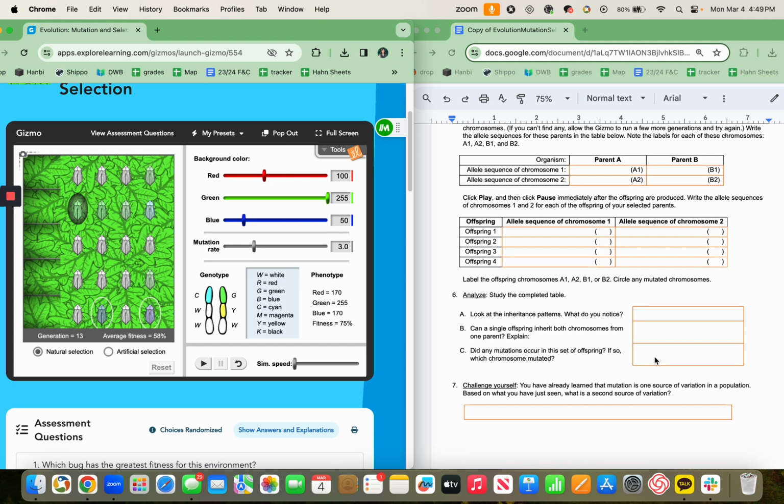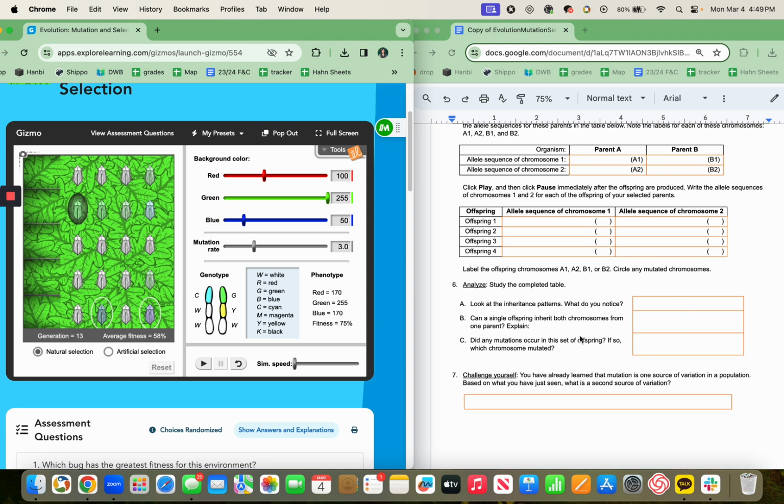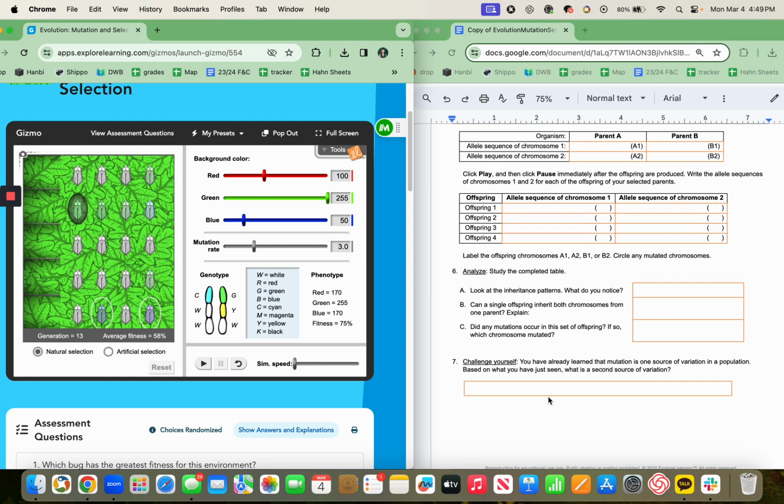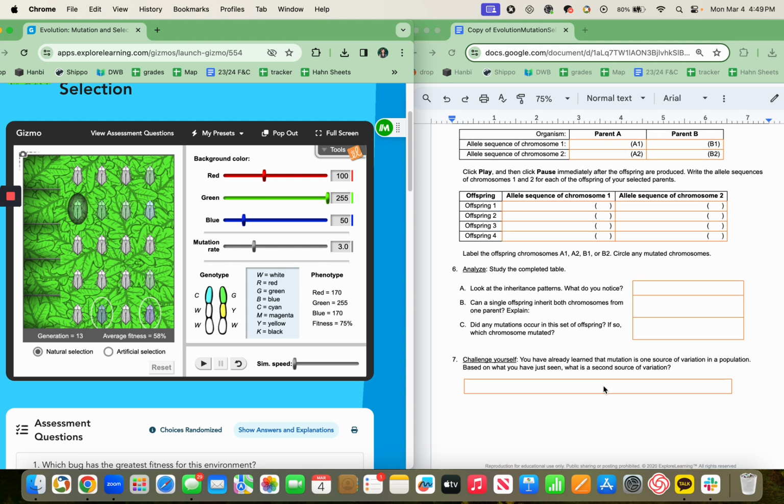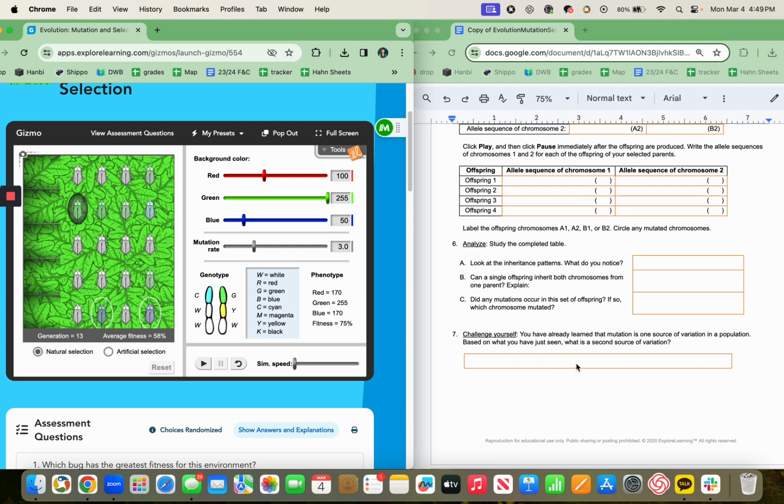And then answer the question, what you notice. And for number seven, you're going to think about, okay, what's another source of variation? So one source of variation is that these mutations are happening, but what's another source of variation that's causing these offspring to all be different? They have the same parents, but what's causing them to all be possibly different from each other?